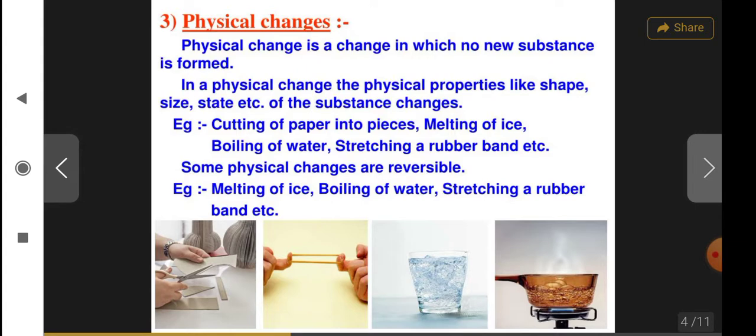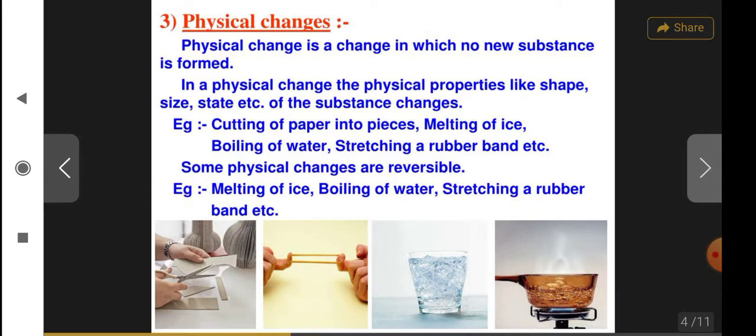Some physical changes are not reversible, like cutting of paper, cutting of wood, cutting of cloth. Cutting is never a reversible change, because once you cut anything, you can't get back that original shape, that original thing again. So that's why physical changes are not always reversible.